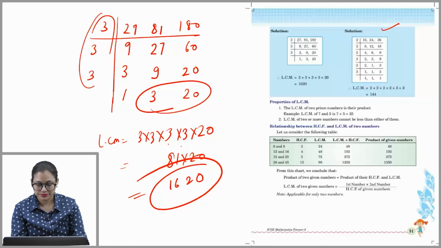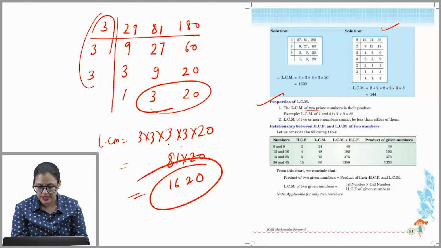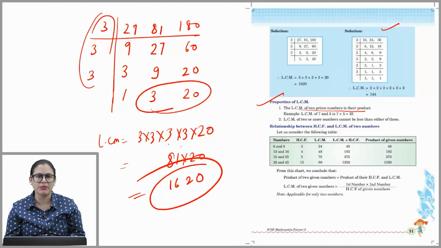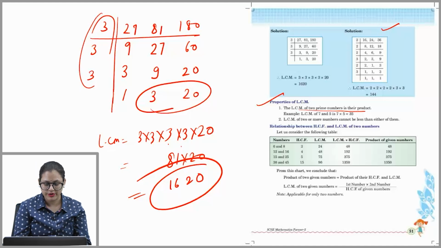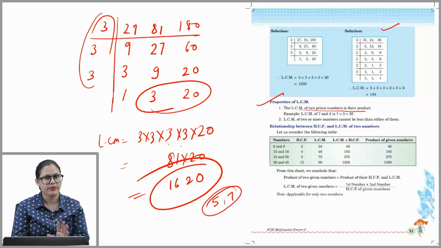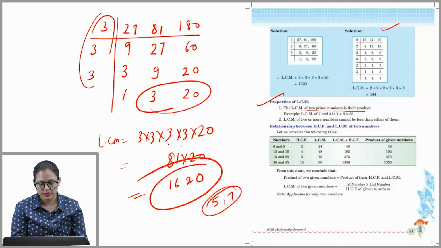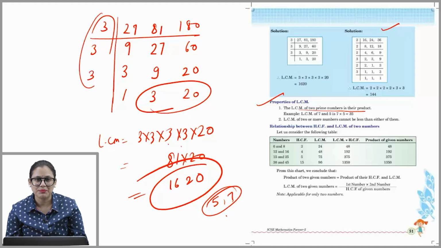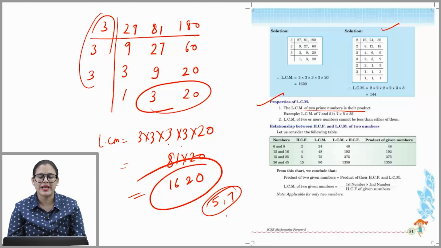Properties of LCM. The LCM of two prime numbers is their product. Whenever you are finding the LCM of any two prime numbers, the LCM will be their product. For example, if you are finding the LCM of 5 and 7, both are prime numbers and the LCM will be the product of these two numbers, that is 35. Example, LCM of 7 and 5 is 7 into 5, that is 35. Number 2, LCM of two or more numbers cannot be less than either of them.